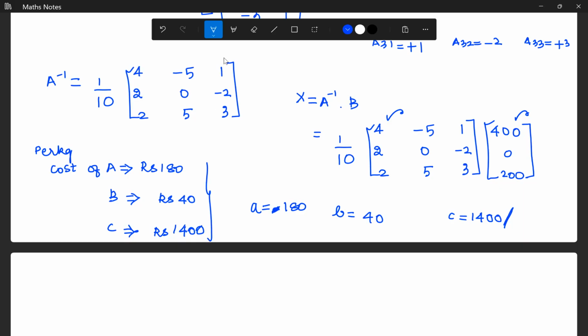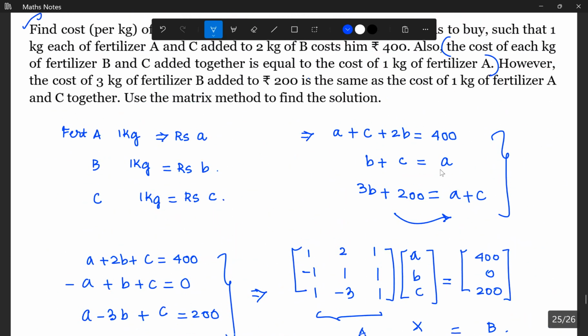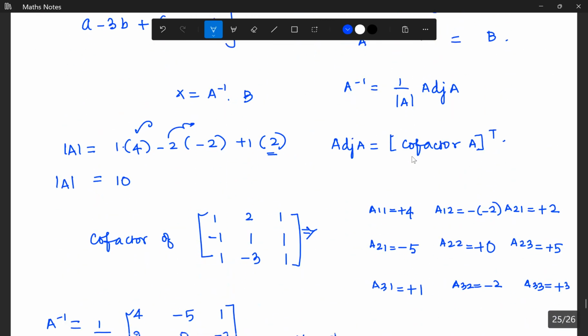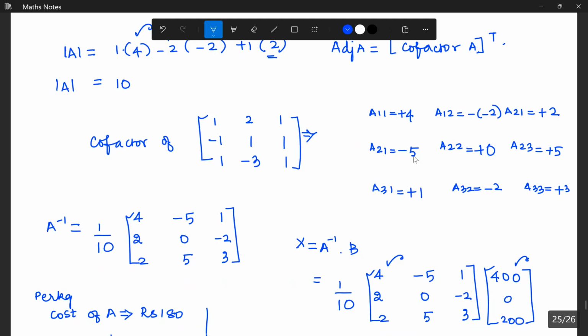I hope you would have understood. This is not a very tricky question per se, except for that second equation, which might seem a little difficult, but otherwise it's an easy question to solve. Just be a little cautious with the calculations and you'll be able to solve the question correctly.